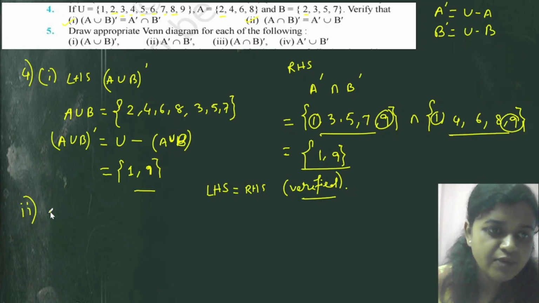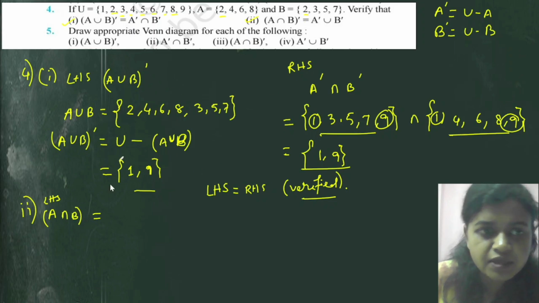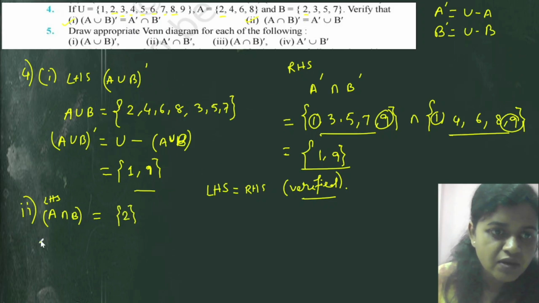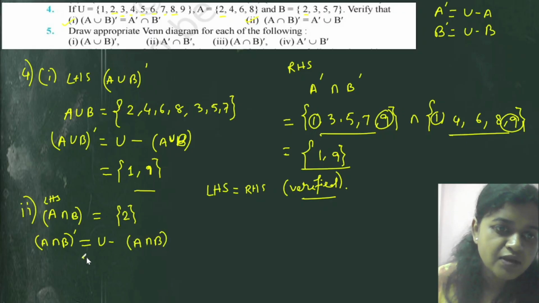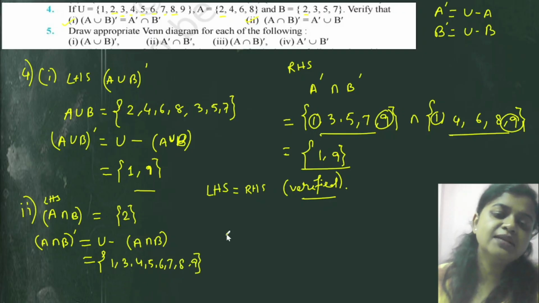A intersection B, first we have to take the complement. In LHS, what is A intersection B? The common element of A and B. 2 is common. So now you have to find (A intersection B) complement, which means U minus A intersection B. You have to subtract the value of A intersection B, which is 2. So we get 1, 3, 4, 5, 6, 7, 8, 9. This is the value of (A intersection B) complement.